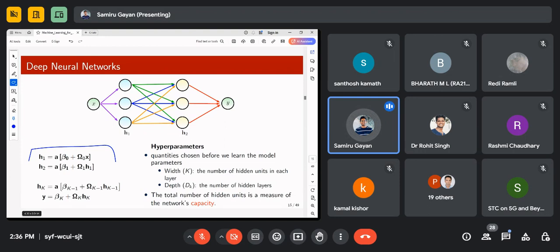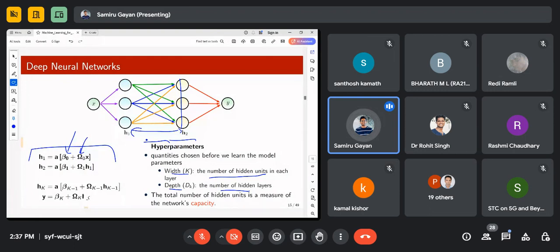Now this part is very similar to shallow neural networks. Now we have something called hyperparameters. We have a set of parameters here. You can see that beta and omega are all parameters of the model. So we call them parameters. But there is another set of parameters which are not directly involved with the model, but they contribute to the success of the model. We call them hyperparameters. For example, the width and the depth of the model. Width means the number of hidden units in each layer. The depth is the number of hidden layers. Those kinds of things.